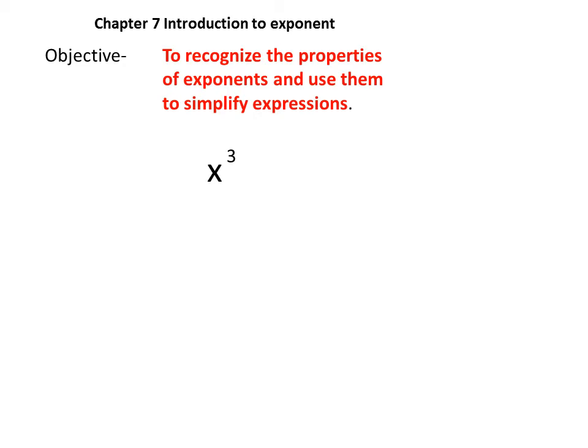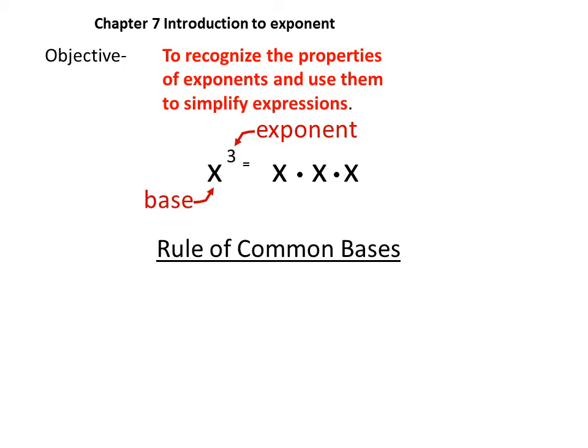Here we go. And you can see that it is x times x times x. Now, what is the 3? The 3 is the exponent, and the x, which is the bigger number, is called the base. What I do not want you to do is multiply the base by the exponent. Okay, let's look at an example.